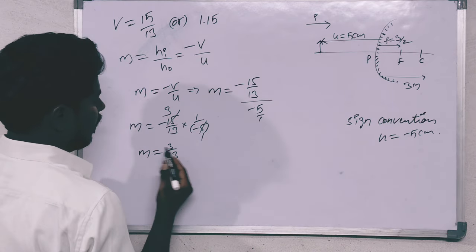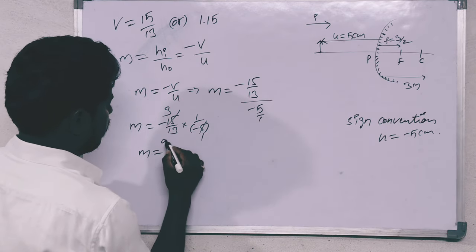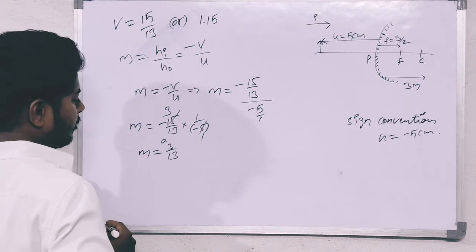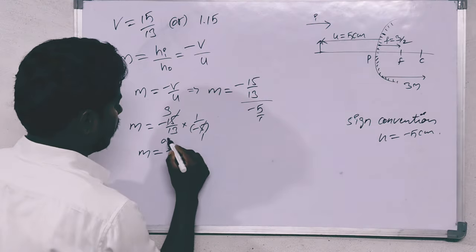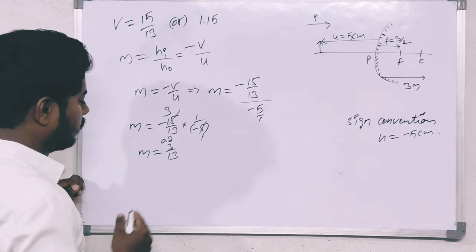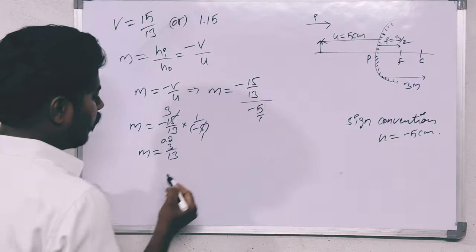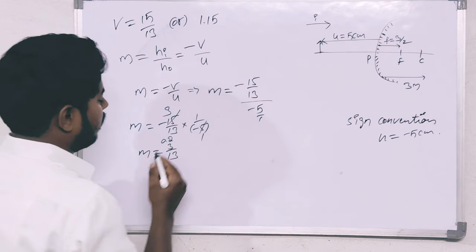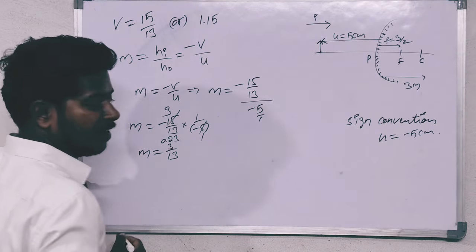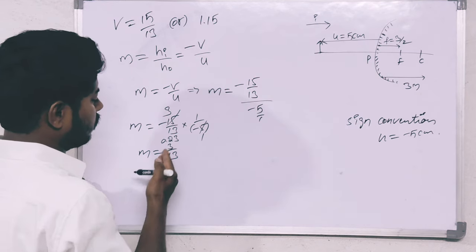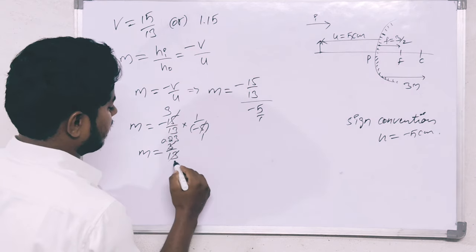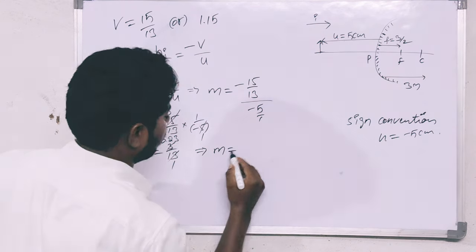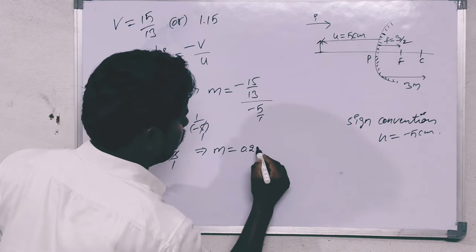Now divide 3 by 13. 0 point, it becomes 30. 13 twos are 26 and remains 4. Decimal taken, it becomes 40. 13 threes are 39. It gets cancelled. So we got magnification equals 0.23.